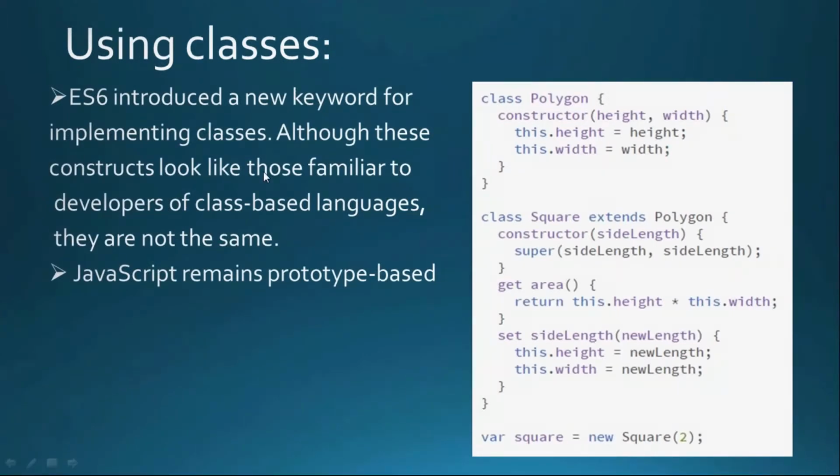ES6 has introduced many keywords, but ES6 is currently not supported in most browsers. There are some transpilers which will convert ES6 into ES5 code. ES6 has also introduced a keyword called class for implementing classes. When you check this syntax, the way we declare it looks similar to how we declare classes in object-oriented programming languages.